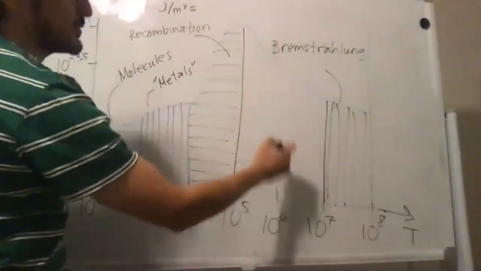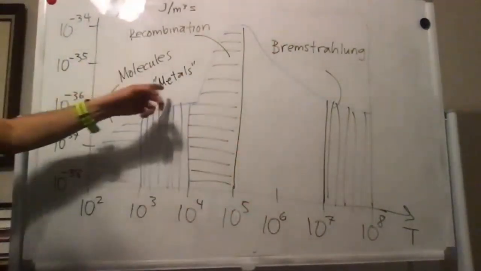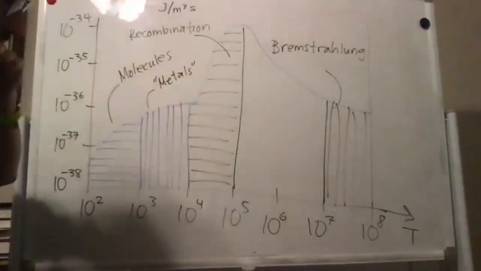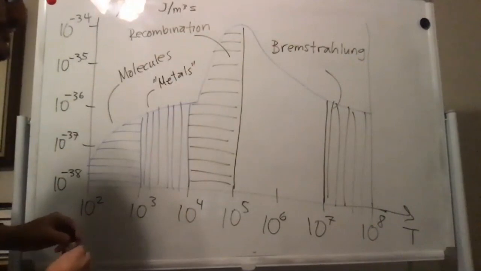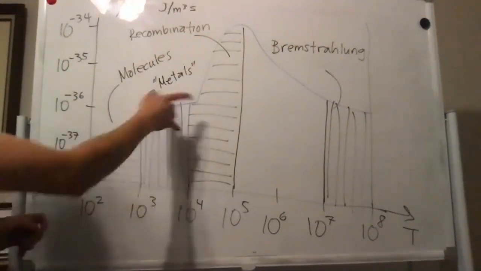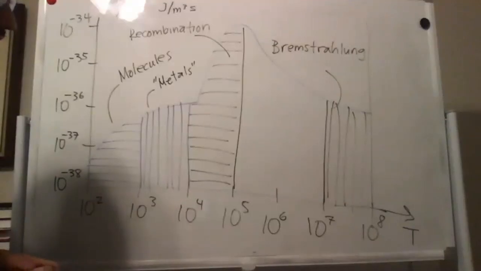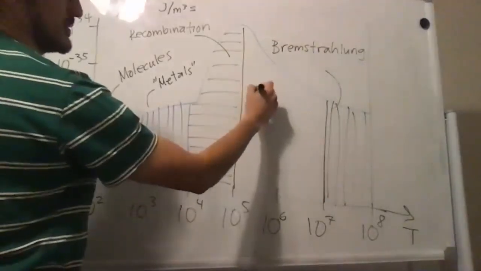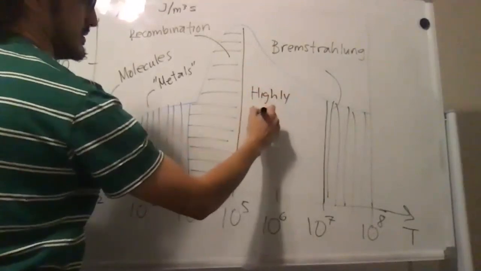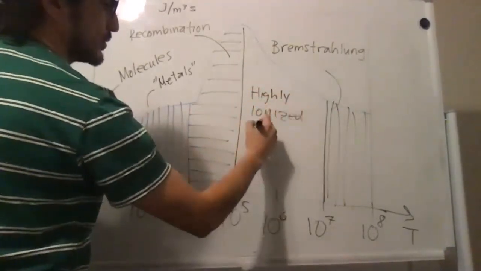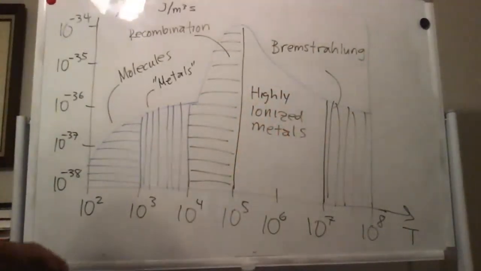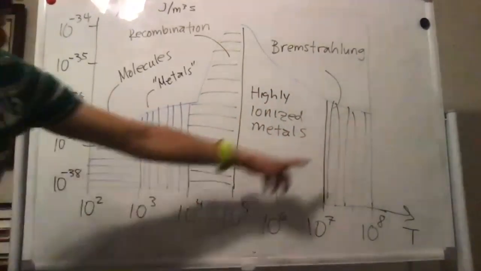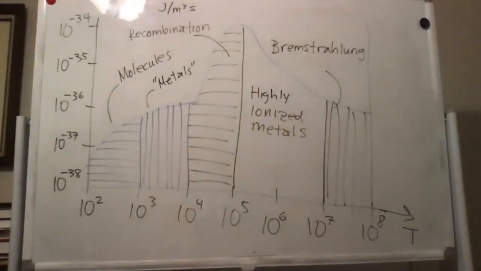In here, you have some other effects. So some of these metals can be in the very excited states, like the 5.2 eV state, or even higher. So the metals can, highly ionized metals, and then they will produce X-rays. So these ones over here, I guess they're lower frequency.